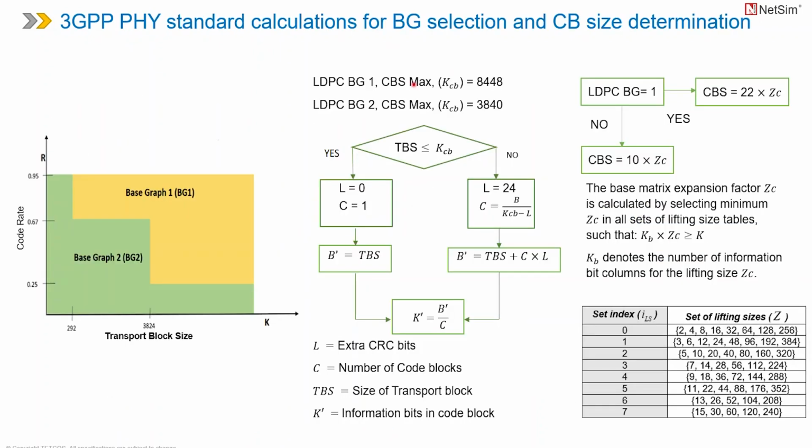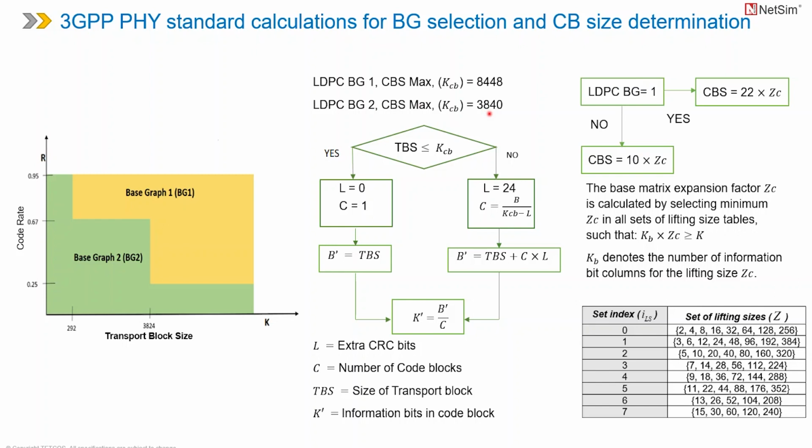This slide is somewhat complex, and let me simplify it for you. First, in 5G NR, data sent over the network is divided into smaller pieces called code blocks. The size of these code blocks depend on the type of LDPC base graph used. Secondly, if the transport block exceeds a threshold, the transport block is divided into multiple code blocks of equal size. The threshold is different for each LDPC base graph. For LDPC base graph 1, the threshold is 8448, while for base graph 2, it is 3840.